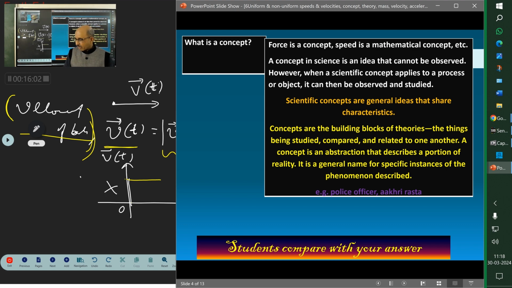It is a general name for specific instances of the phenomena that is described. Okay, anyways, these words, let them get into your head. As you start using more and more concepts, as you start developing, you will understand the meaning of these sentences better. Now let's not start a discussion on each of these terms. But I will try to give you the best of the definitions that suits your 11th and 12th standard. Right? Okay? Done. So we have answered all this.